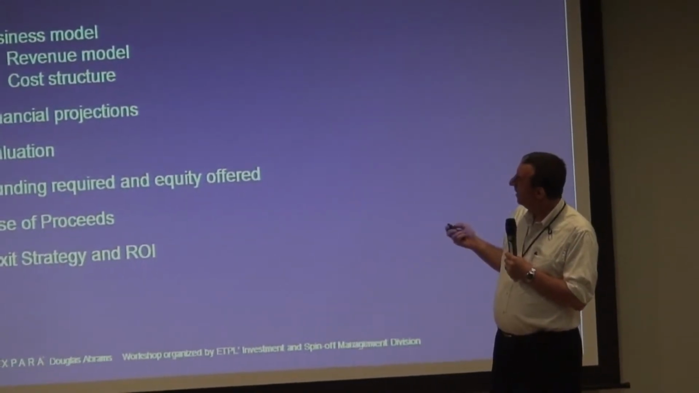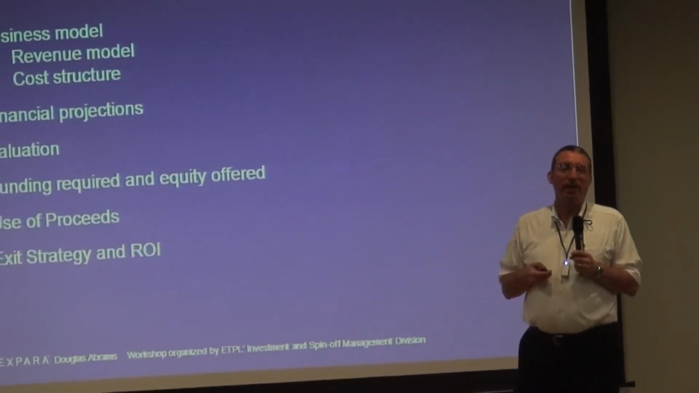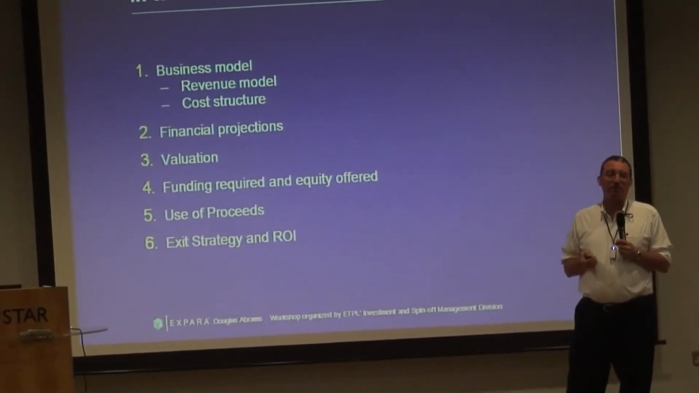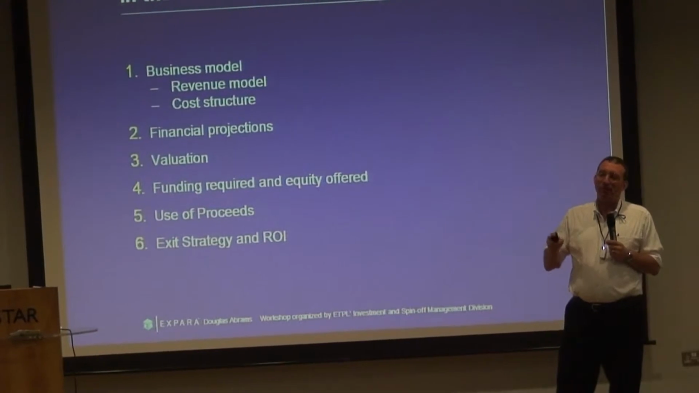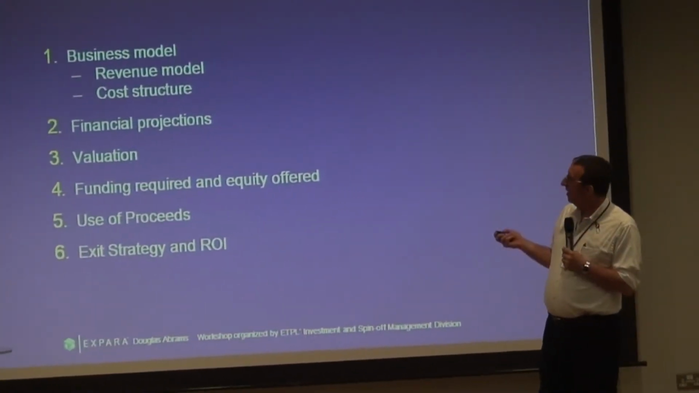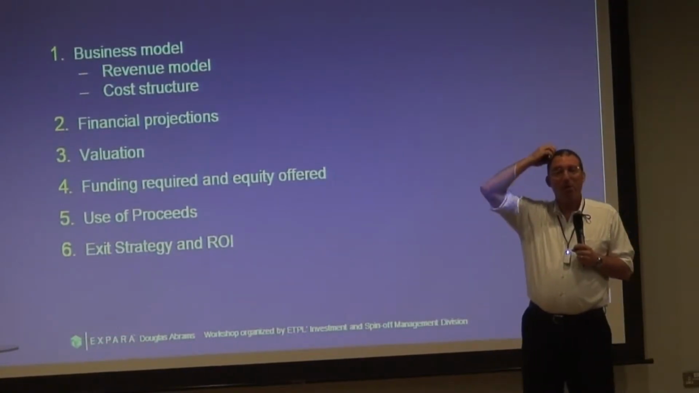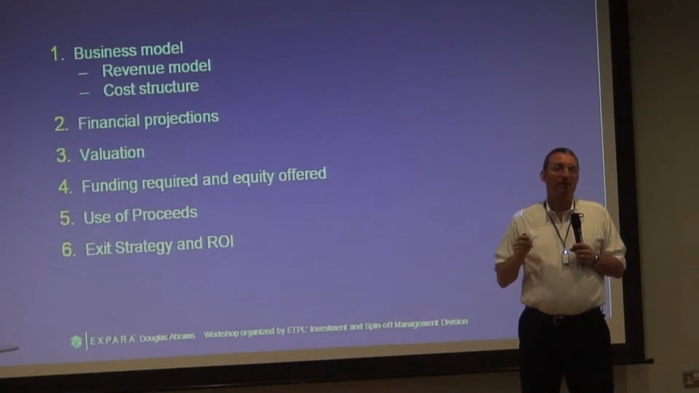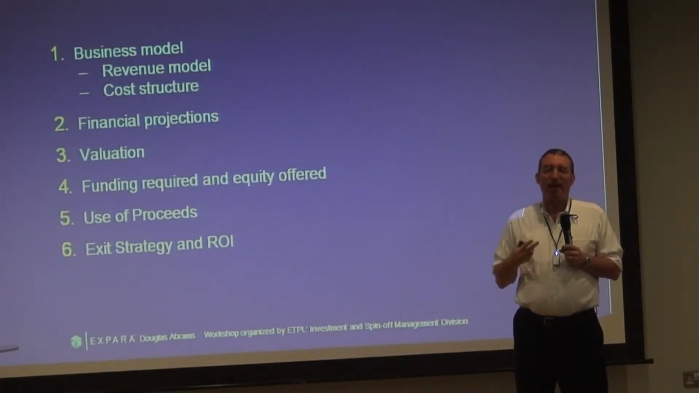So the logical structure of the financial plan is like this. We start out with the business model. This is different from the business model canvas. This is a financial business model. In this case, business model means what's our revenue model? What are our key cost drivers? Meaning, how do we generate revenue, and what drives our costs?